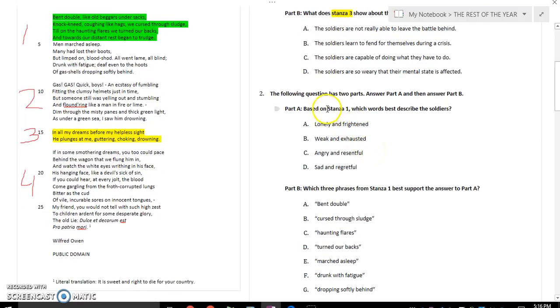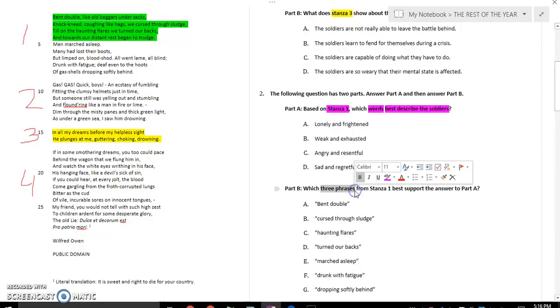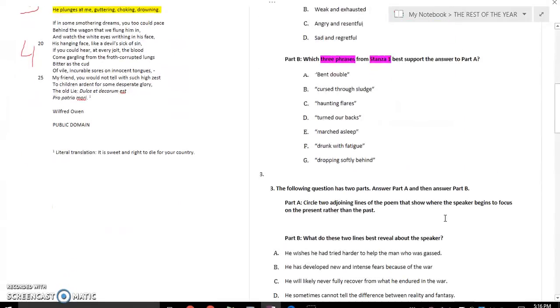Based on stanza 1, which words best describe the soldiers? Best describe the soldiers. So we're looking for specific words that best describe the soldiers. Alright, and then part B, which 3 phrases, so specifically we need to identify 3 answer choices from stanza 1, so the phrase must be in stanza 1, that best support the answer to part A.